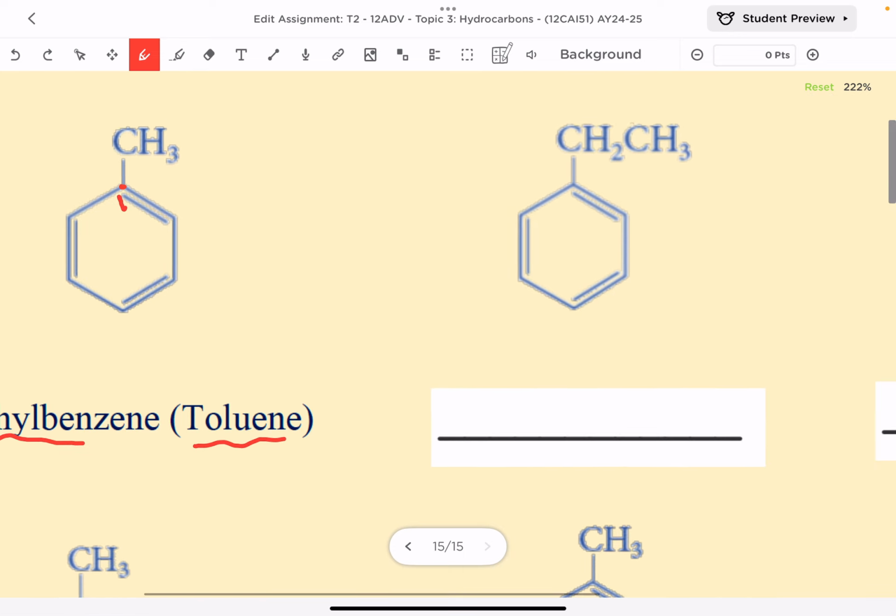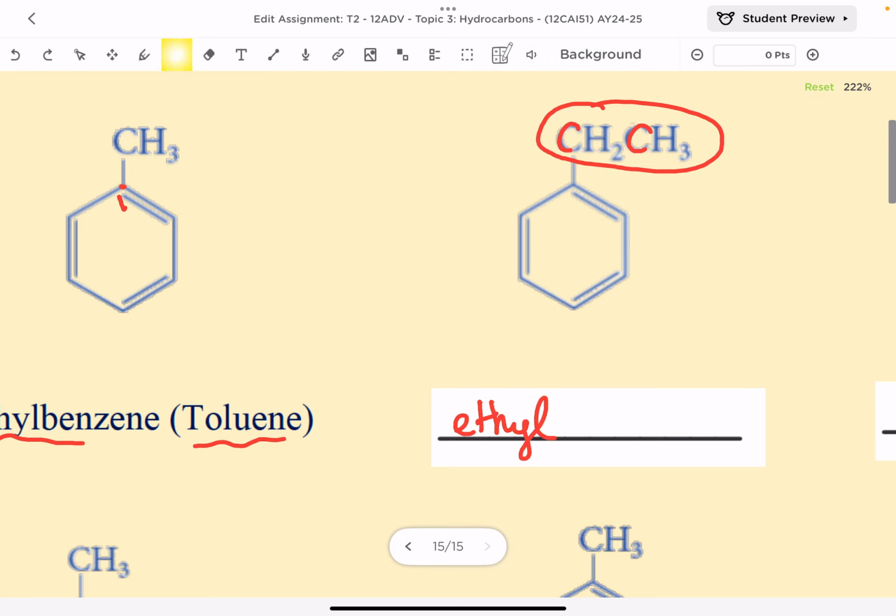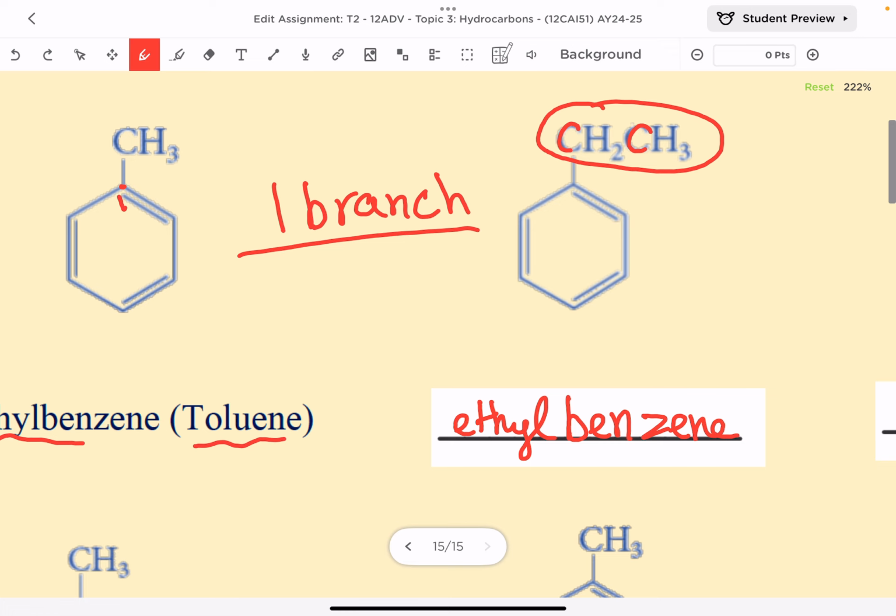Another example, this one. This branch is made up of 2 carbons. So 2 carbons means it's an ethyl. And I put the termination YL because it's a branch. Now, this branch is attached to a benzene ring, so I will say ethyl benzene. Again, there's no need to say 1-ethyl benzene because there's only one branch. So in the case of one branch, you don't really have to number it.